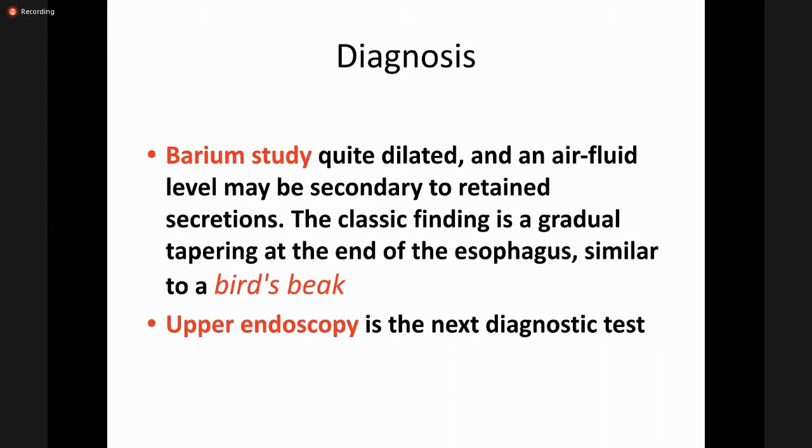And how do we diagnose it? There are different diagnostic tools. We can do a barium study, and for the esophagus we call it barium swallow, because if you want to visualize the esophagus, we call this study barium swallow. A little amount of barium is given to the patient. And if you want to see the stomach, then we do a barium meal.